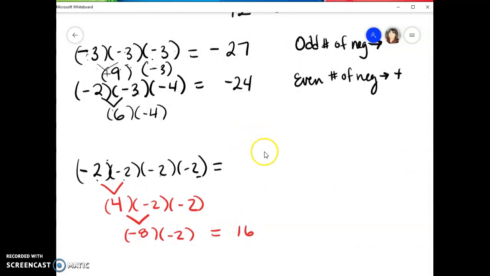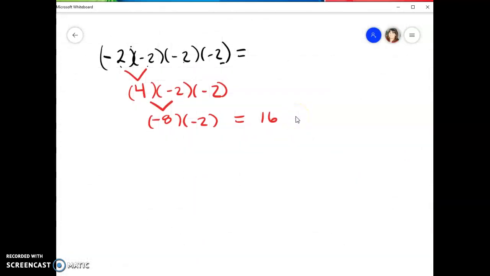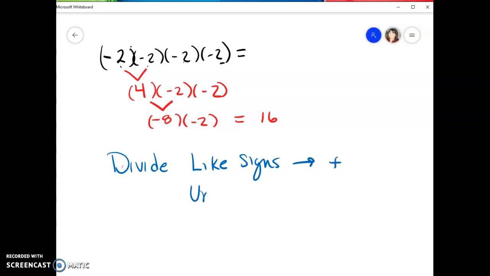Now likewise, division follows the same pattern. So if you divide like signs, you're going to get a positive result. If you divide unlike signs, you're going to get a negative result.